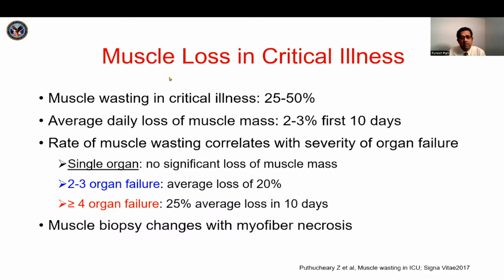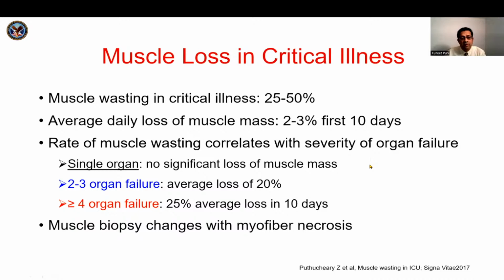Why is it important? Muscle in critical illness. There's significant muscle wasting in critical illness, about 25 to 50% muscle wasting, which is half of the body's muscle gone. The average daily loss of muscle mass is at a rate of 2 to 3% within the first 10 days. And this muscle wasting further correlates with severity of organ failure.